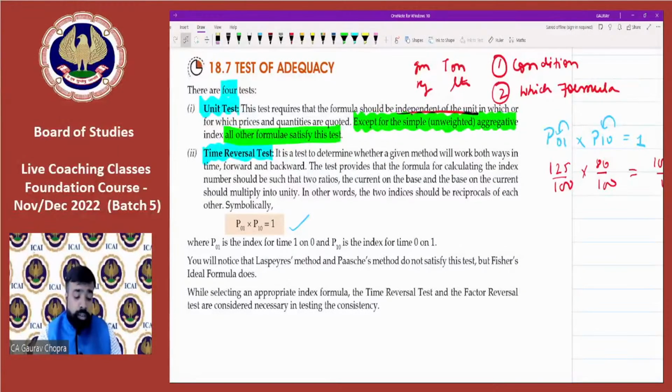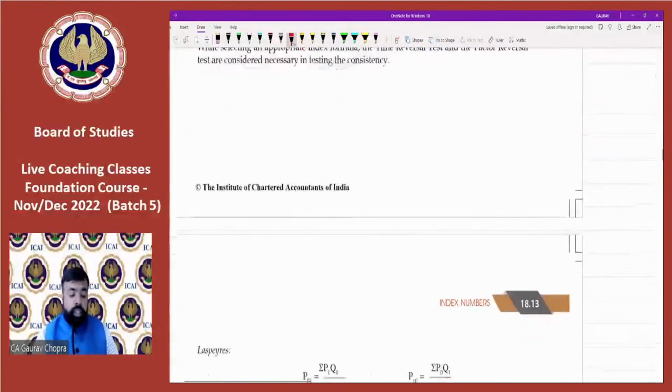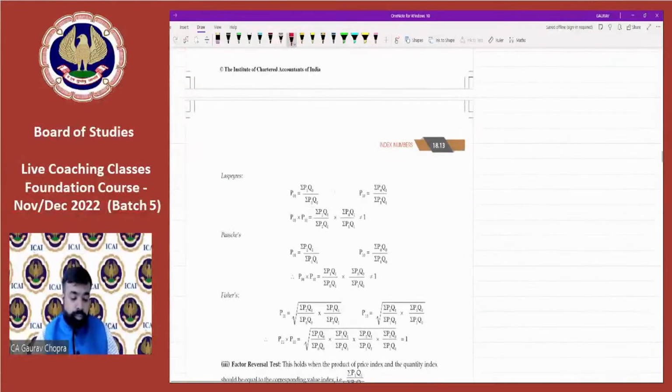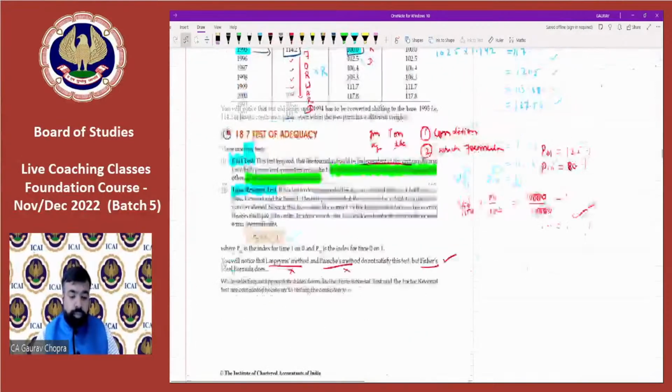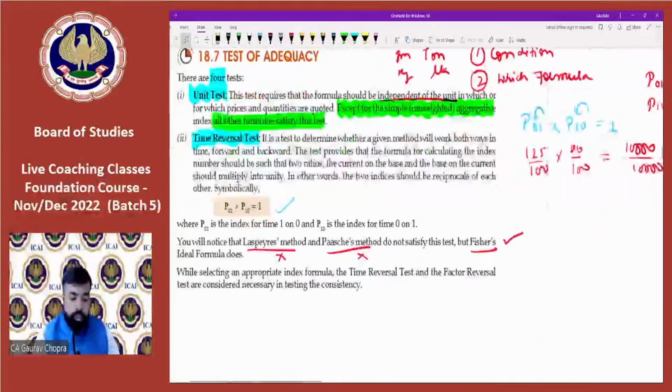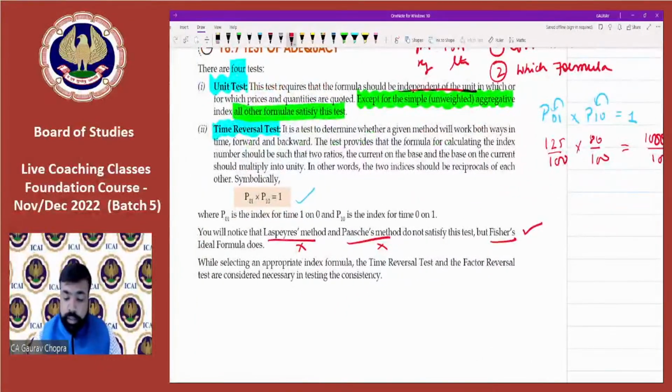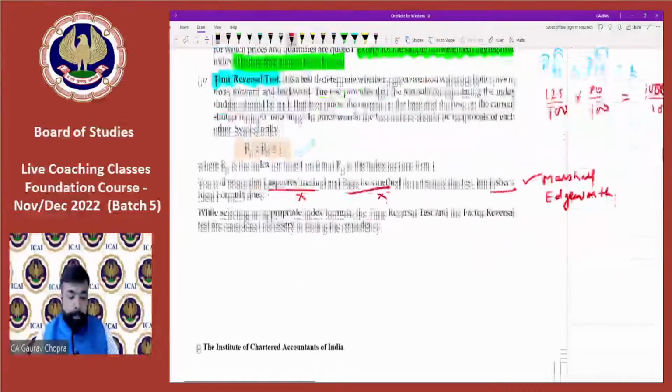So now which formula satisfies? It says Laspeyres does not satisfy, Paasche does not satisfy, Fisher satisfies. Fisher satisfies the test. Then there is one more formula which satisfies the test, that is Marshall Edgeworth. Marshall Edgeworth also satisfies this test, but Laspeyres and Paasche do not satisfy.